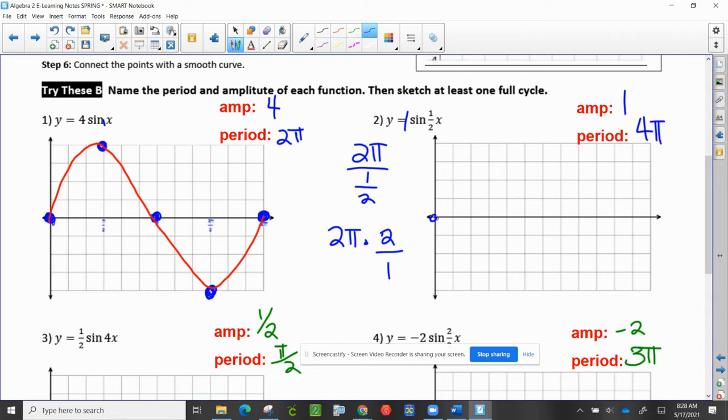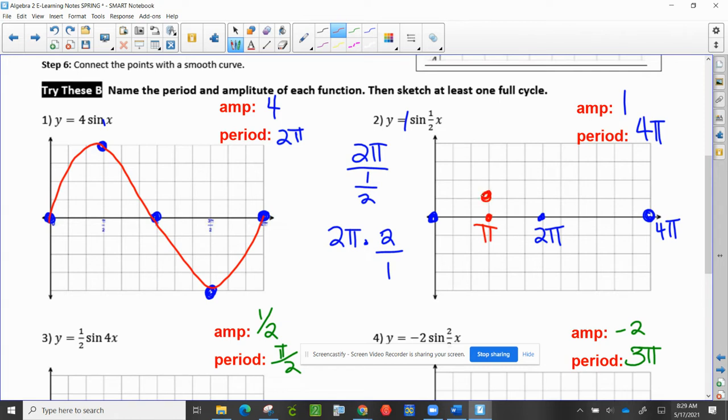Okay, so let me label this. We're going to start at 0, 0. And at the end, we're going to call this 4 pi. Okay, so halfway between there then, our middle point, halfway between 0 and 4 pi would be 2 pi. So those are your 3 x-intercepts. So then halfway between 0 and 2 pi would just be 1 pi. That would be where our amplitude goes.